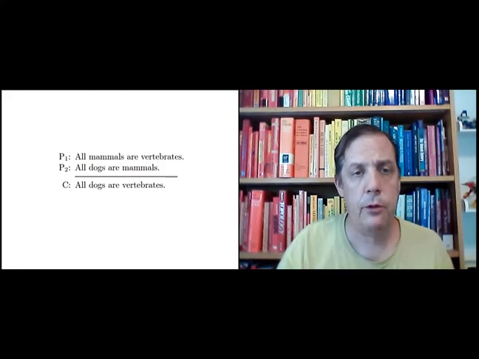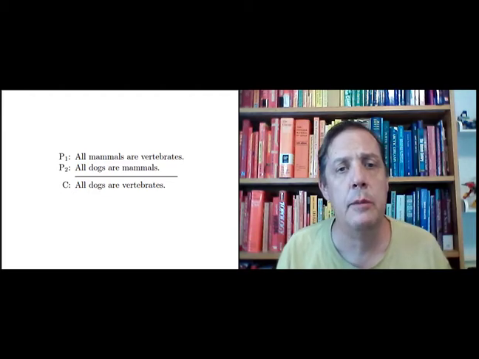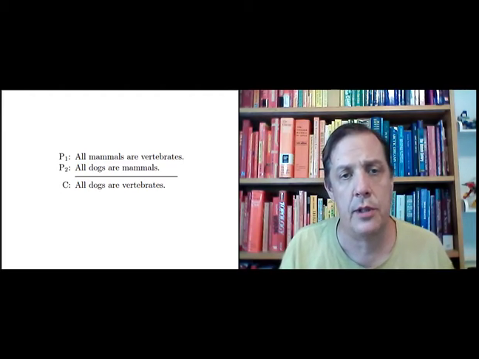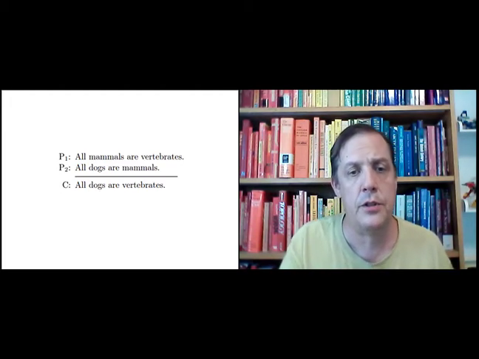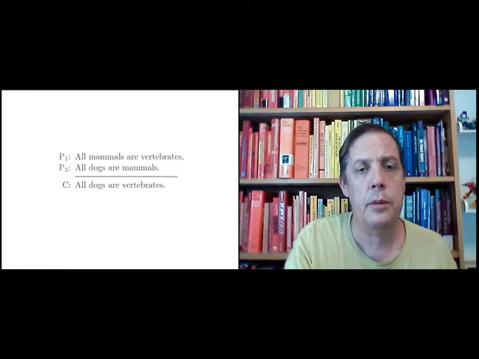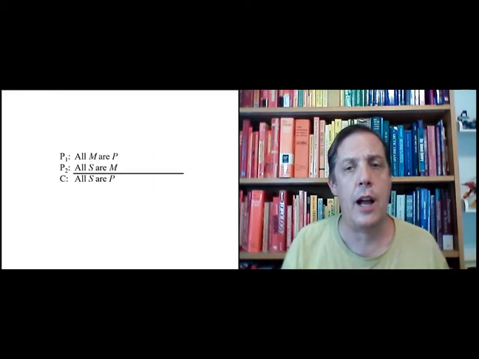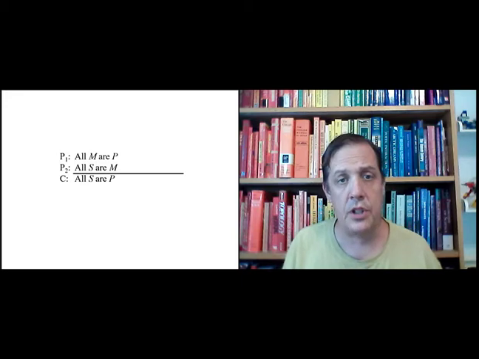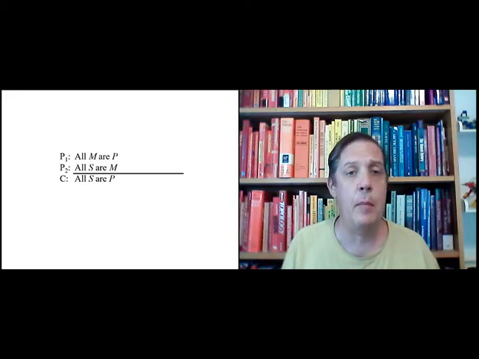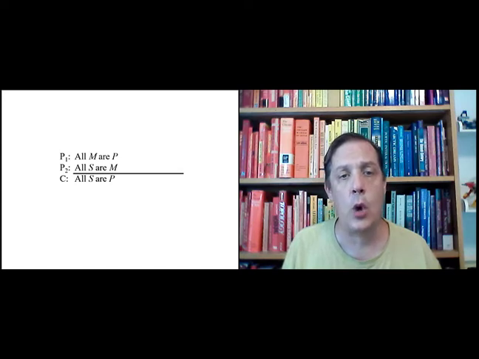So most of the time, though, for what we're going to be doing now, we're not going to be working with concrete terms like dogs, mammals, and vertebrates. We're going to replace these with abstract terms. So we're just going to use the variables S, M, and P. And so here's the form of AAA1, just using the variables S, M, and P.